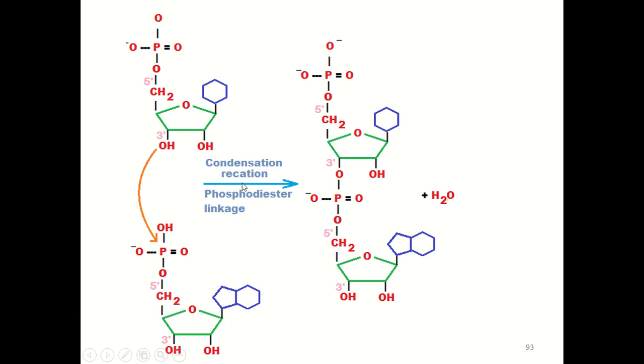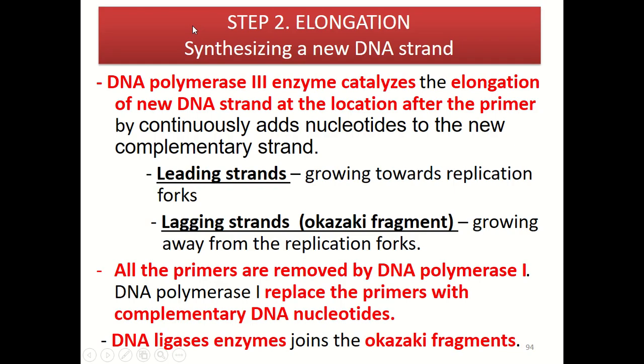The condensation reaction will cause a phosphodiester linkage to form between one nucleotide and the next nucleotide. And DNA polymerase III enzyme catalyzes the elongation of the new strand at the location after the primer, by continuously adding nucleotides to the new complementary strand. There are two types of strands that will be synthesized by DNA polymerase III, which are leading strands and lagging strands. Leading strands are the strands that grow towards the replication fork. Meanwhile, the lagging strand, also known as Okazaki fragments, is synthesized away from the replication fork.